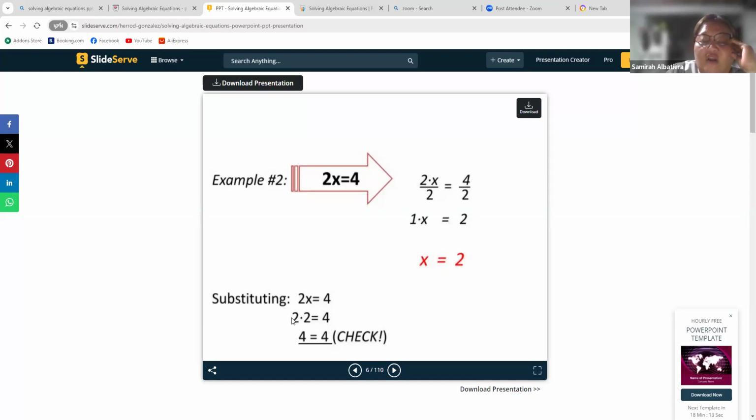And then if we are going to check it, 2x is equal to 4. The value of x is 2. So 2 times 2 is equal to 4. 4 is equal to 4. Therefore, it is correct.